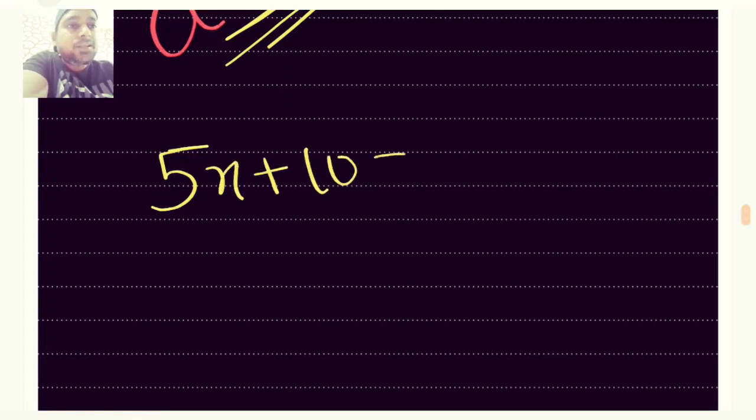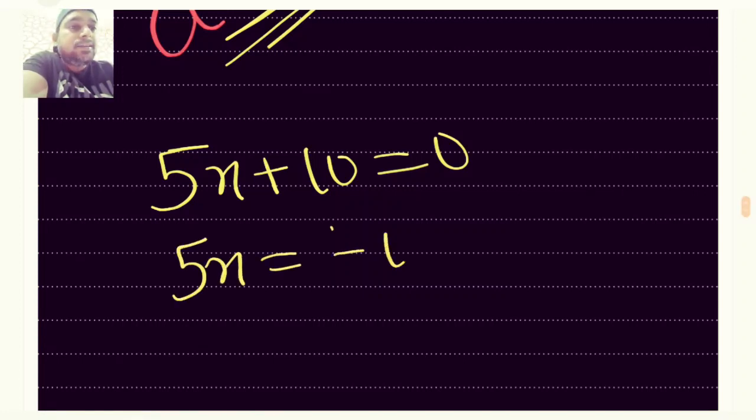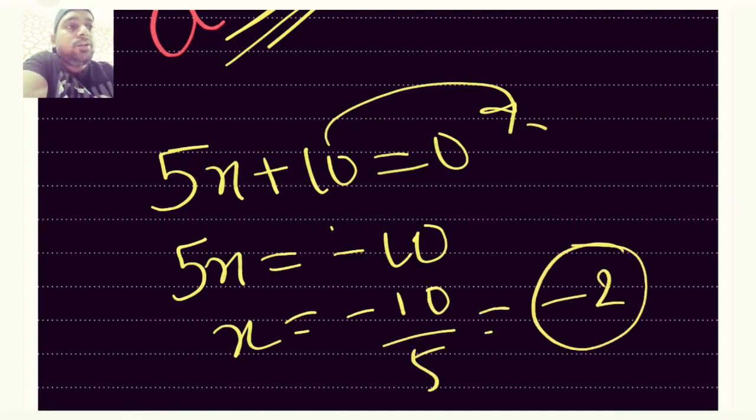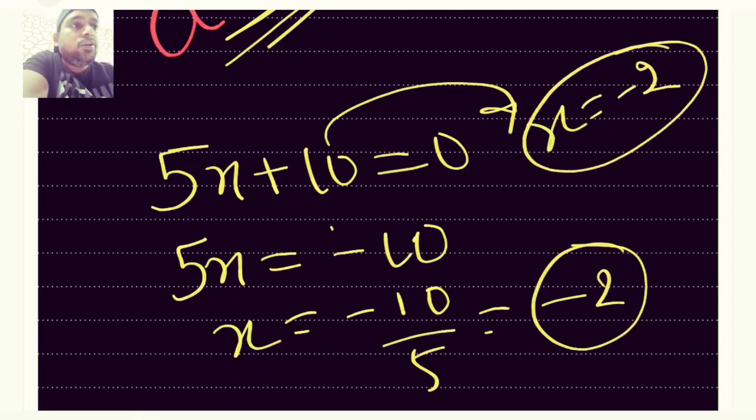Now let's understand one thing. Suppose you are provided with a linear equation like 5x plus 10 is equal to 0, right? Let's solve this. It will be 5x is equal to minus 10, because when the 10 goes to that side, it becomes minus. Then x is equal to minus 10 upon 5, and that is equal to minus 2. So you have the value of x as minus 2. The answer is minus 2, right?